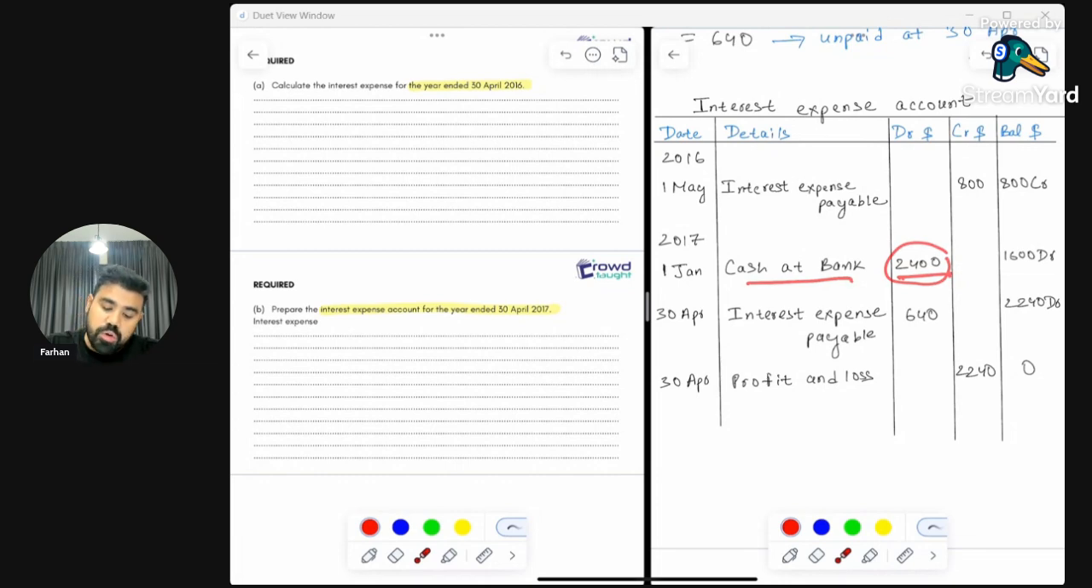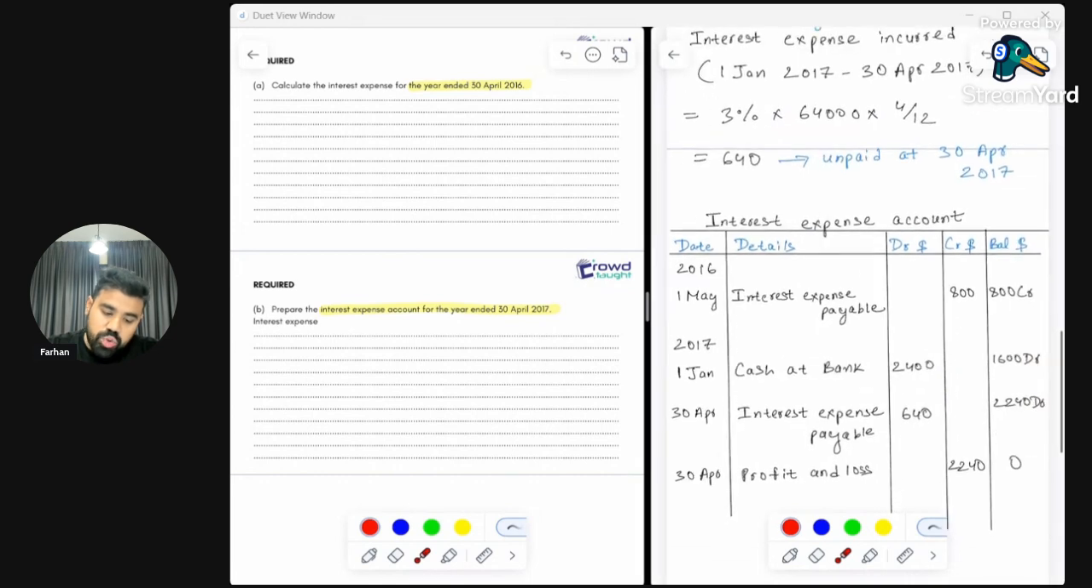Okay, so previously, we had 800 credit as the net balance. Now we have more debits of $2,400. So we want to find the difference between 2,400 and 800, which is 1,600. And because we have more debits than credits, the final balance will have more debits. Okay. All right.